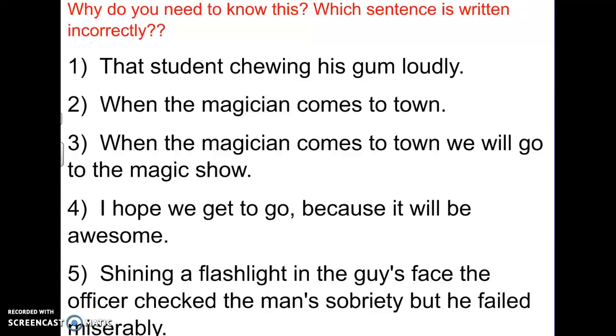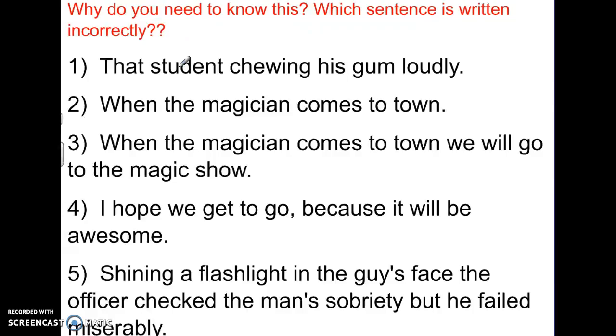What you should notice is that every single one of those clauses or sentences is wrong. If you wrote them, you would be writing incorrect sentences. So for example, number 1, that student chewing his gum loudly. Well, you have a participle, chewing his gum loudly, that's describing the student, but it's not a complete sentence. It's missing the entire verb of the sentence.